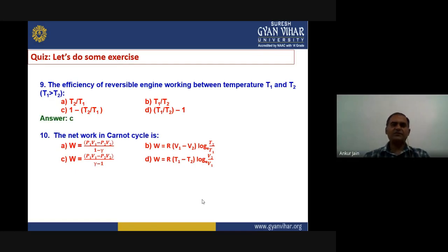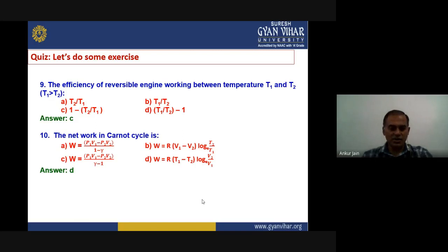The final question of today's quiz is, the net work in Carnot cycle is given by W equals P1 V1 minus P2 V2 upon 1 minus gamma. Option B is W equals R into V1 minus V2 log of T2 upon T1. C option is W equals P1 V1 minus P2 V2 upon gamma minus 1. Or option D is W equals R into T1 minus T2 log V2 upon V1. So we have calculated at the end of our lecture that the right option is D, W equals R into T1 minus T2 into log V2 upon V1.